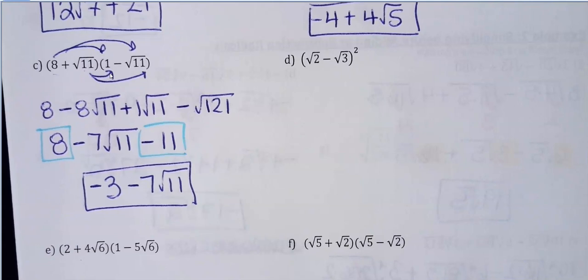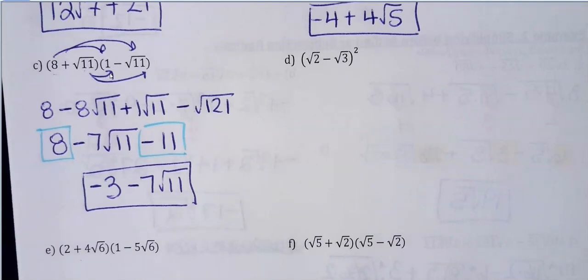Now, I have square root of 2 minus square root of 3, all of that squared. How would you go about doing that problem? Do what? He says 2 minus 3 just cancel out. That's what I would think initially. What's wrong with that?